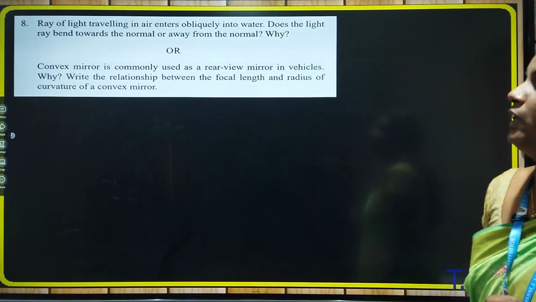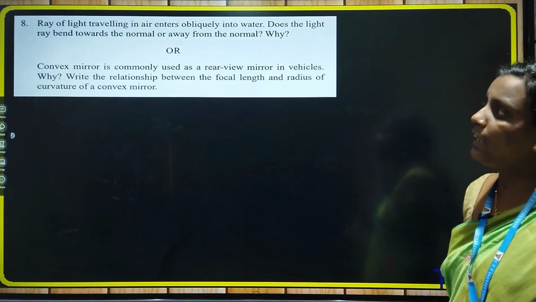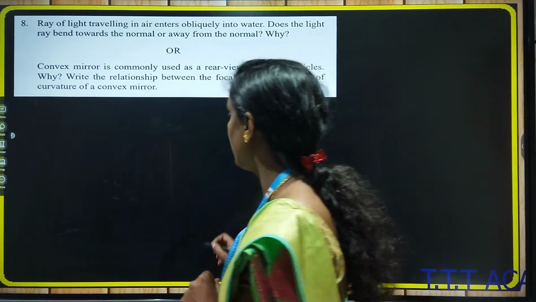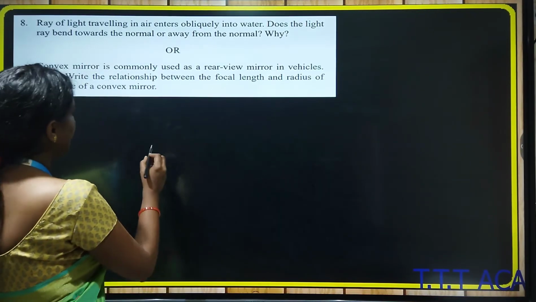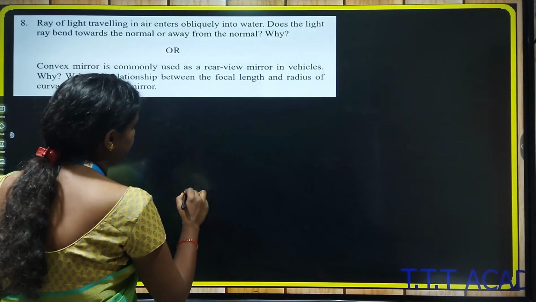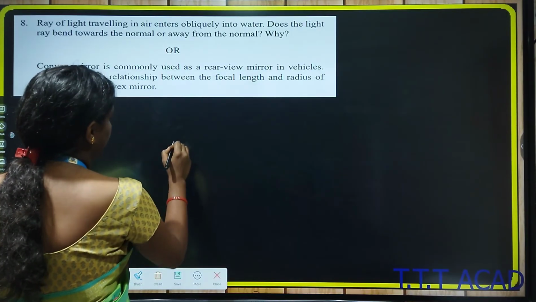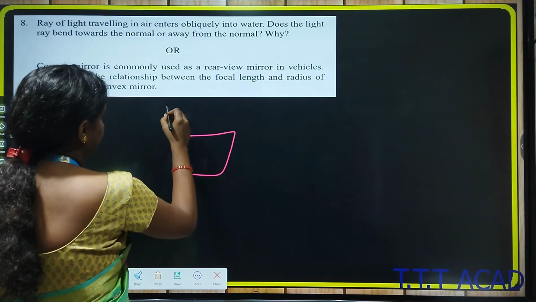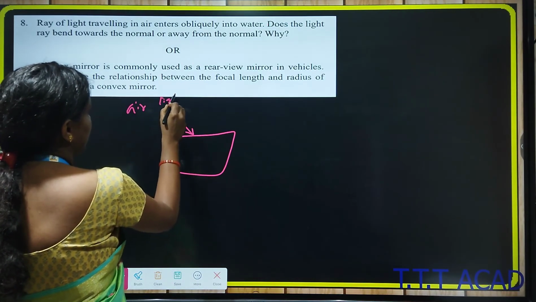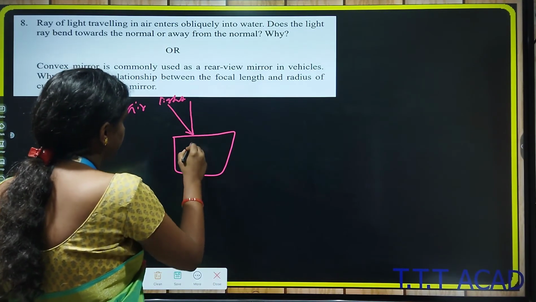A ray of light travelling in air enters obliquely into water. Does the light ray bend towards the normal or away from the normal? Why? See here, a very important question. A light ray is travelling from the air and enters obliquely into the water. If I take this as the water medium, okay, here what is happening? The light ray from the air is going to move. The light ray is incident on the water medium. So, what is happening if I take this as the normal?